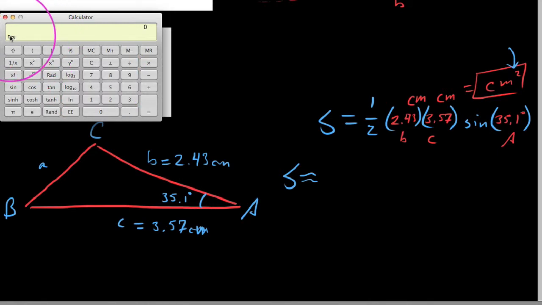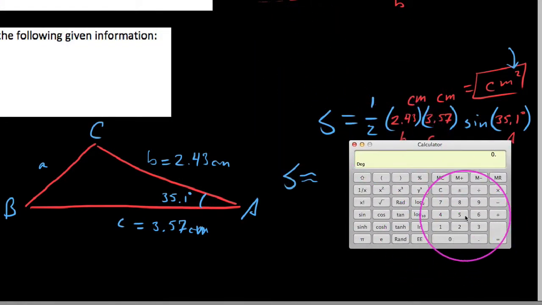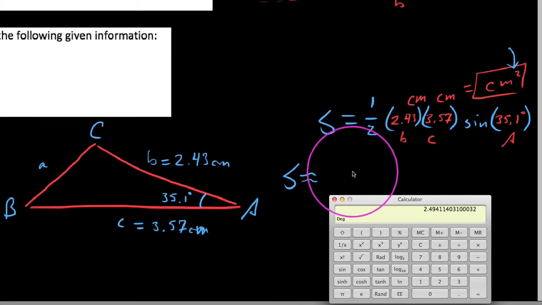I'll go ahead and get this guy. It says we're in degrees. This is good. I'll put this down here. Actually, let's do this first because the calculator is a little wacky. We'll do sine of 35.1. I'll hit my sine key. So this is the sine of 35.1. We'll take that times 3.57 times 2.43, and then multiplied by the half we've got out in front. And so what we dig out here is essentially this: this triangle has an area of approximately 2.494 square units.